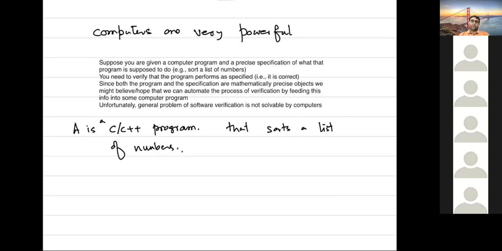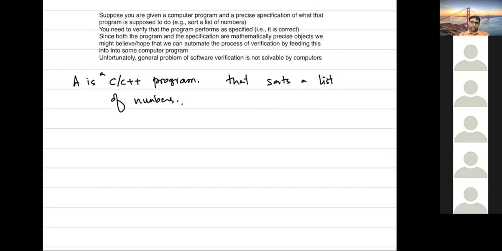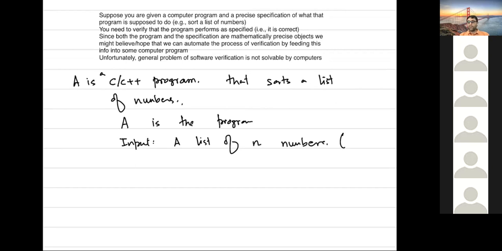So let us try to formally define what it means by a C++ program that sorts a list of numbers. Let's say A is the program. And A receives as input an array or a list of n numbers. Let's say all of them are U64. It doesn't have to be, but just imagine that all numbers are U64, unsigned 64-bit integers. And let's imagine those numbers are A1, A2, and so on.